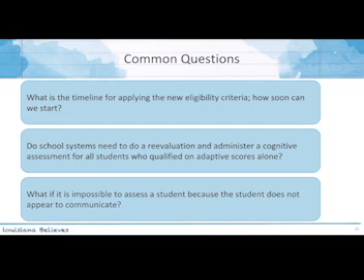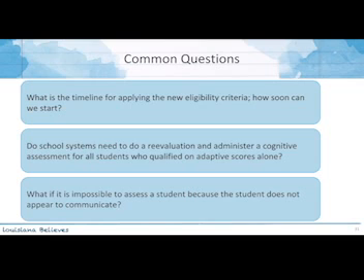The second question says, do school systems need to do a reevaluation and administer a cognitive assessment for all students who qualified on adaptive scores alone? Not every student should be given an IQ or adaptive measure. This decision should be made with pupil appraisal staff and school psychologists. The team's decision is based on the reason for referral for a reevaluation and determined on a case-by-case basis. Evaluation decisions and instruments should be chosen in accordance with best practices. No one instrument should be recommended or required for use with all students.